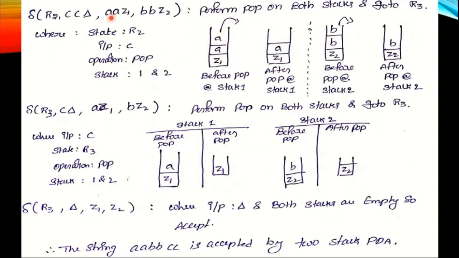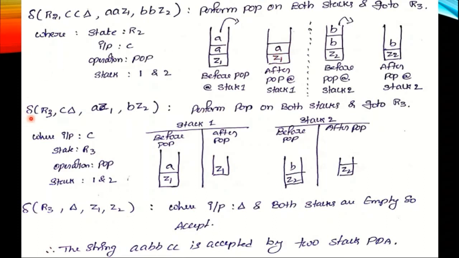Now stack 1 contains AA Z1. From this we are performing the pop. That means the top of the stack is A, and this A will be popped from stack 1. Then the remaining is A Z1. In the same way, stack 2 contains BB Z2, where Z2 indicates just the start of stack 2. The top of the stack will be popped from stack 2, that means B will be popped from the stack. Then the remaining is B Z2. This is the configuration after performing the pop operation on stack 2, and this is the configuration after performing the pop operation at stack 1, which is A Z1.